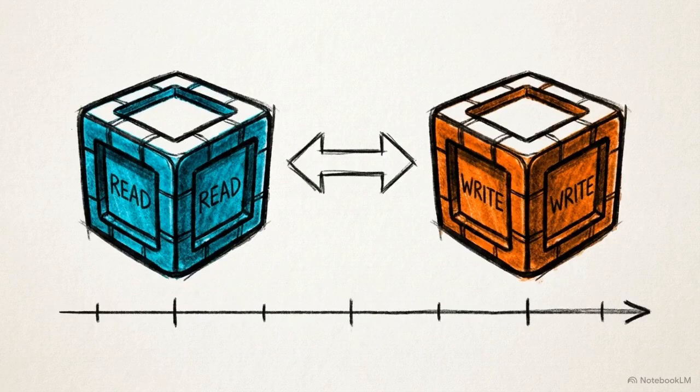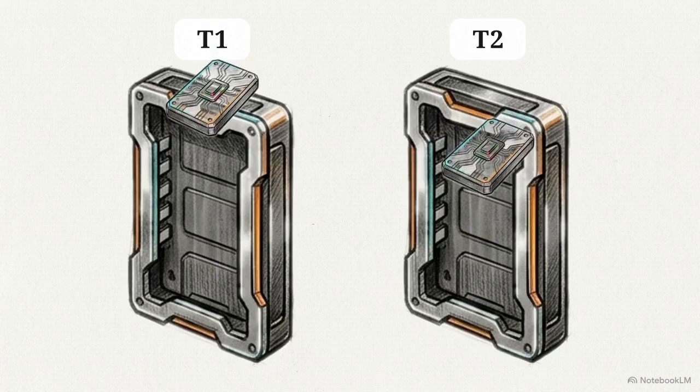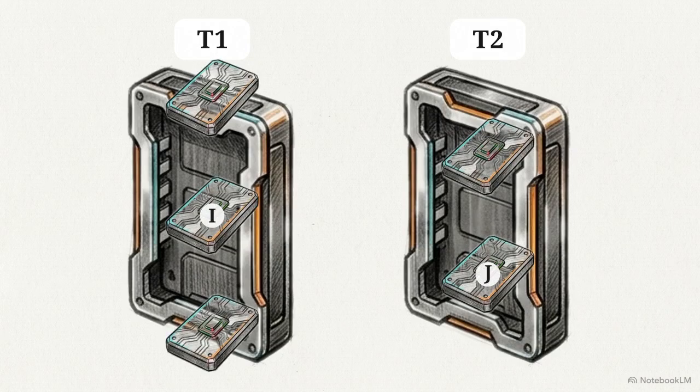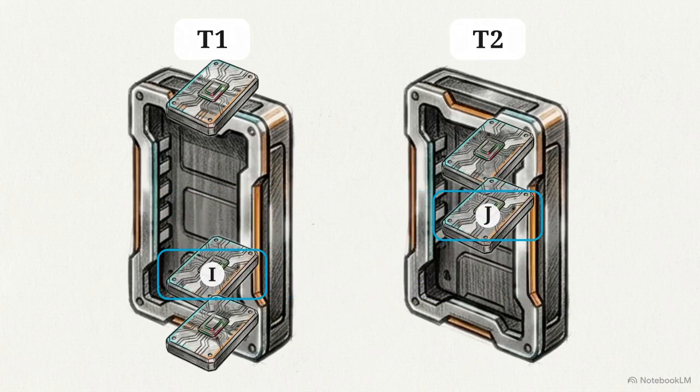The fundamental analytical action used to evaluate the safety of a schedule is the swap. This tabular schedule shows two transactions, T1 and T2. Transforming a concurrent schedule into a serial order relies entirely on swapping the chronological execution order of adjacent operations, highlighted here as I and J. The rule for this action is absolute. Adjacent operations can only be swapped if they do not conflict with one another.